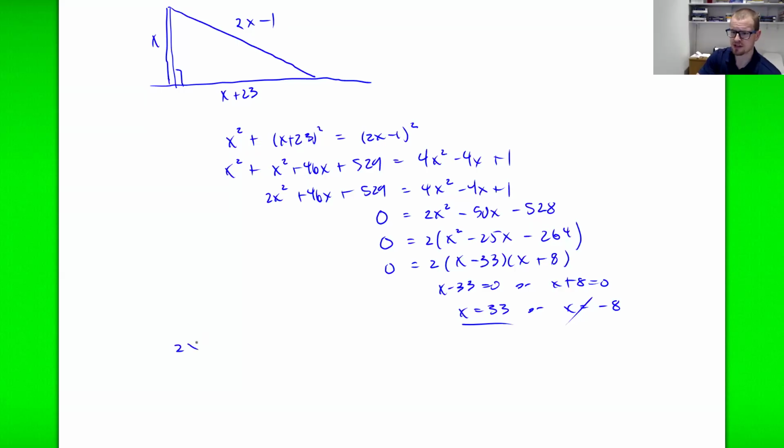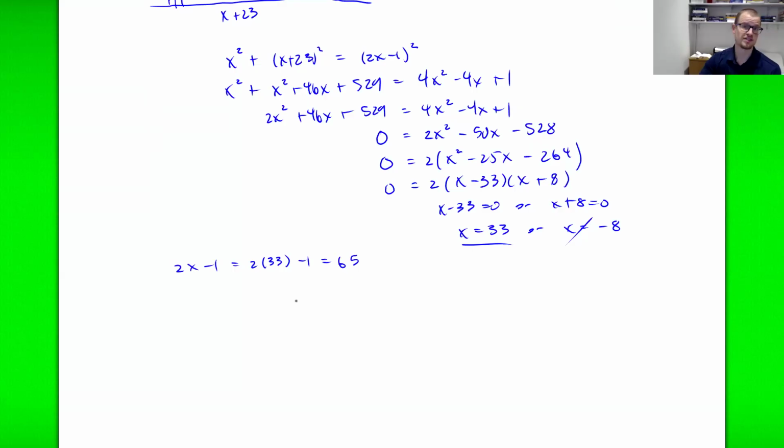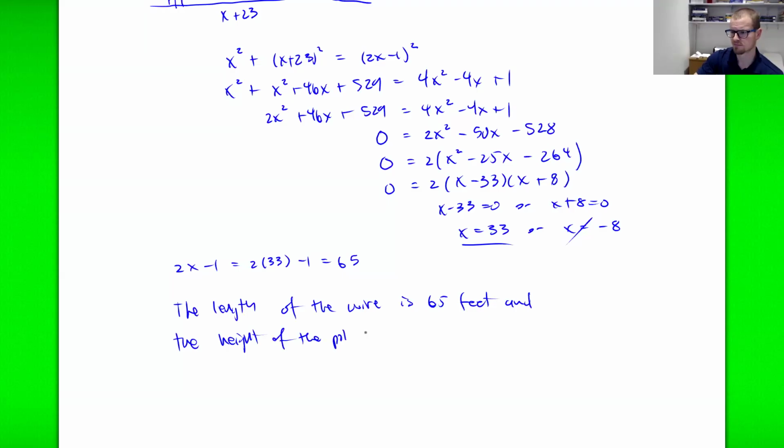We can observe then that 2 times x minus 1, the length of the wire itself, is equal to 2 times 33 minus 1, which is 65. 66 minus 1 is 65. We should give a complete sentence response since it's an application problem. At least that's the ideal. So we would say the length of the wire is 65 feet, and the height of the pole is 33 feet. Excellent. And that's what we were looking for.